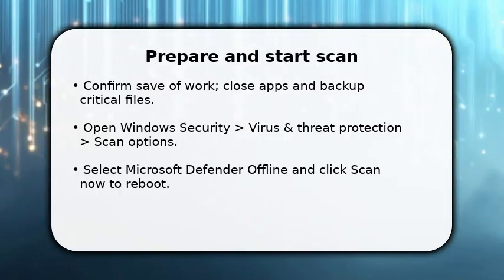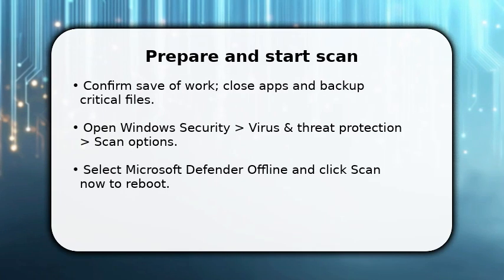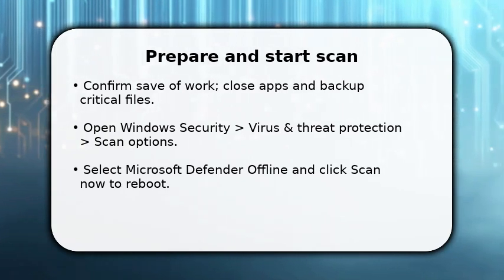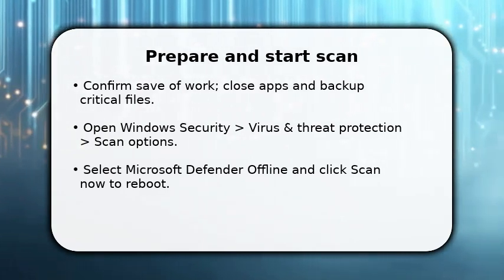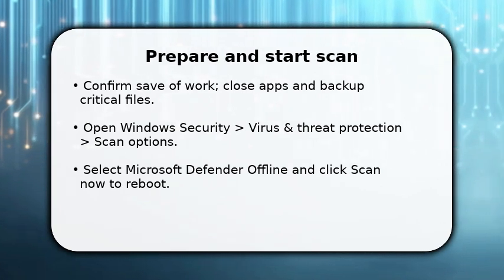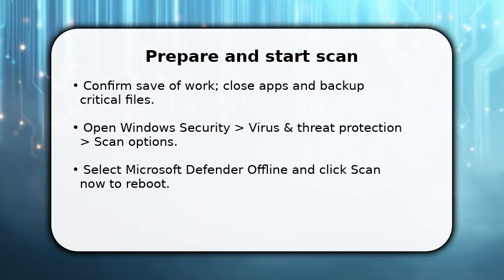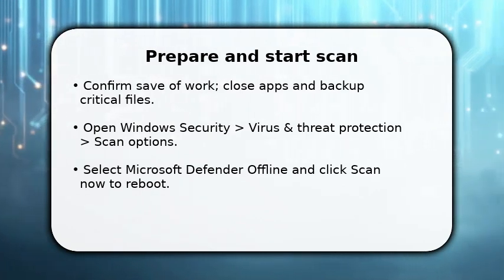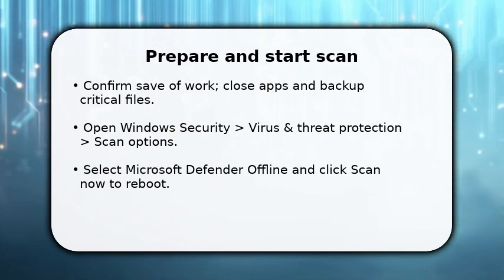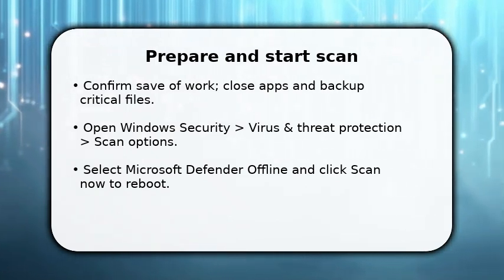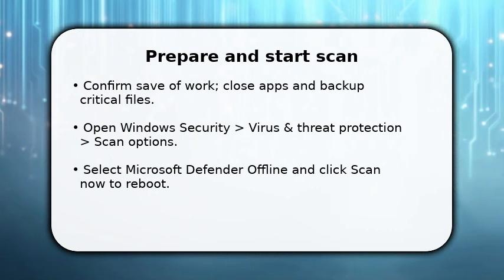You begin by saving work and closing programs so the offline scan can run without interruptions. Next, open Windows Security and go to Virus and Threat Protection. This is where the offline option lives. Once you choose Microsoft Defender Offline, click Scan Now and allow the PC to reboot immediately. This triggers a clean environment for scanning.